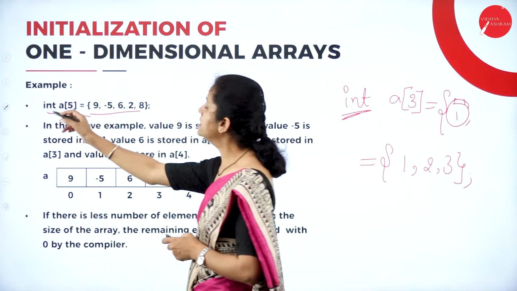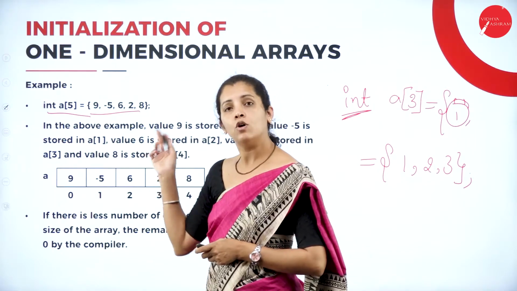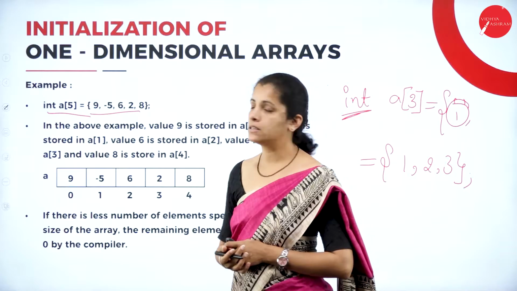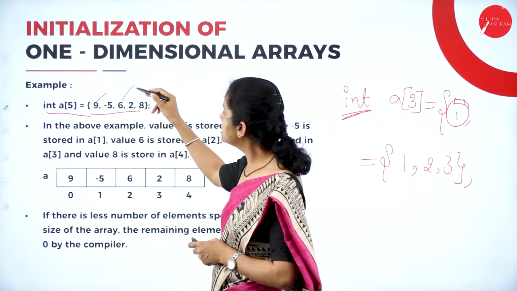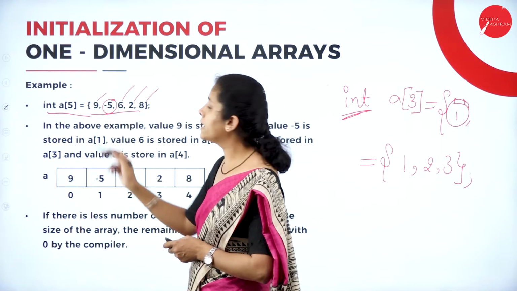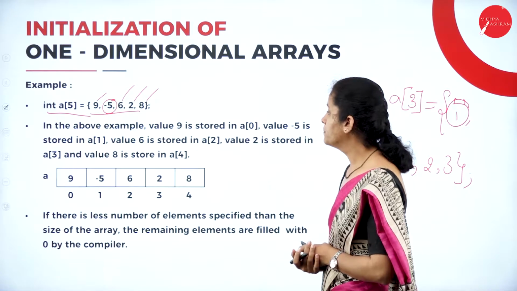Now, if I consider the above example, I can have positive numbers as well as negative numbers. See, 9, 6, 2, 8 are positive numbers, and what about -5? It's nothing but a negative number.